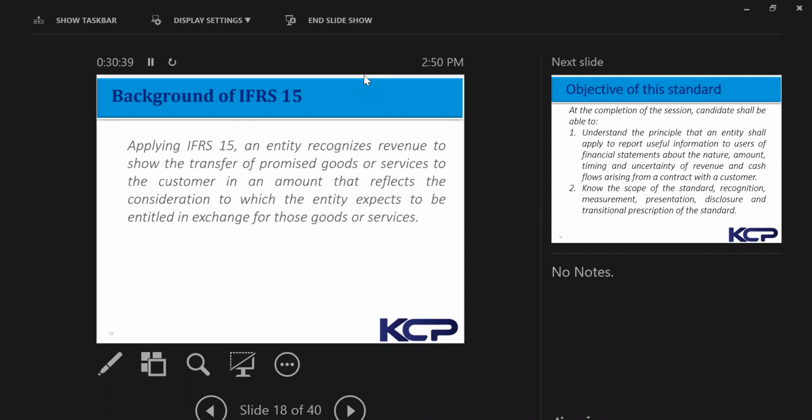What I'm just trying to say here is this: because we know that every entity makes certain promises to its customers, how do we recognize the consideration for that promise? So that's what I mean. Applying IFRS 15, an entity recognizes revenue to show the transfer. So it is at the point that you have actually fulfilled your performance obligation. Even, you know, there is a point where you could have fulfilled your performance obligation, but you still hold some duties. How do we allocate value for the one you have discharged and the one you still hold?